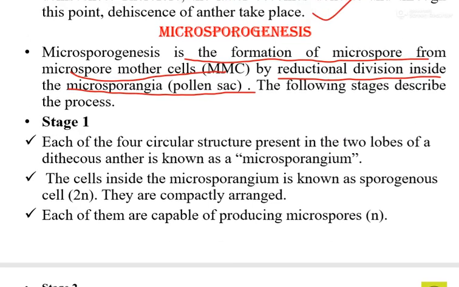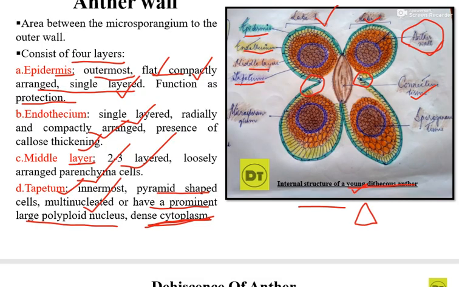What happens in stage 1? Each of the 4 circular structures present in the 2 lobes of a Dithecus anther is known as microsporangium. So stage 1 is talking about the young Dithecus anther that we have recently discussed. What it says? These 4 circular structures, here brown colored, okay, these are known as microsporangia.